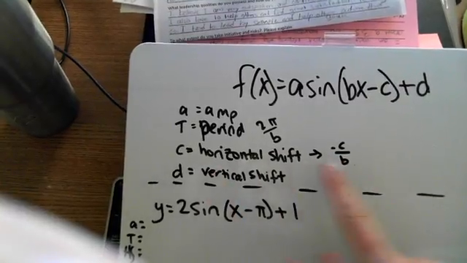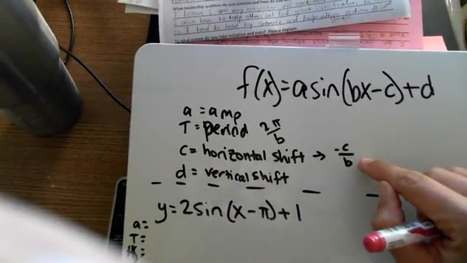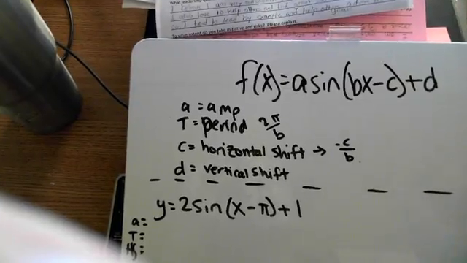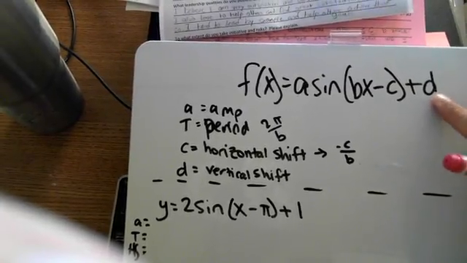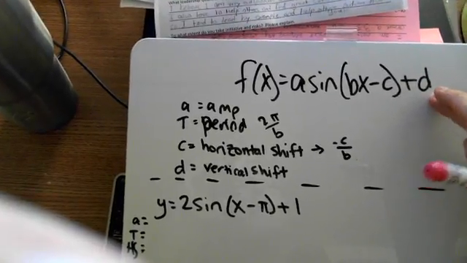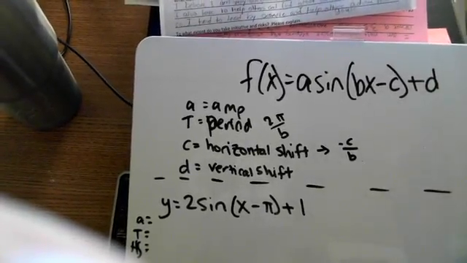So if you look down here, and I would write this down, negative C over B will give you the horizontal shift. That's the amount we're moving to the left or right. Then the last number that you see outside of your parentheses is your vertical movement, and whatever that number is tells you how you move up or down.